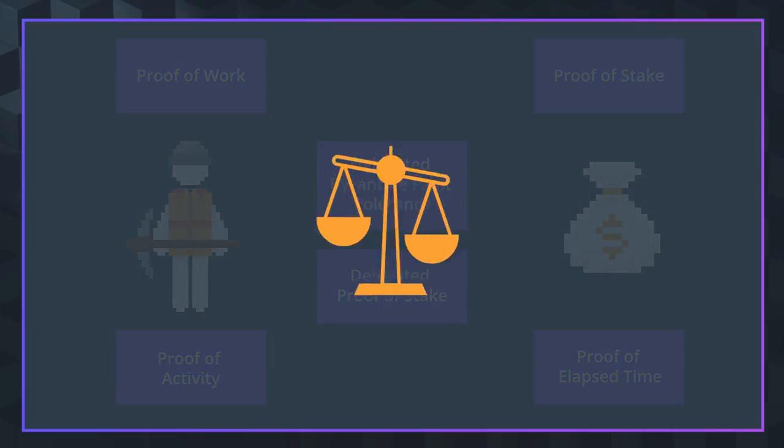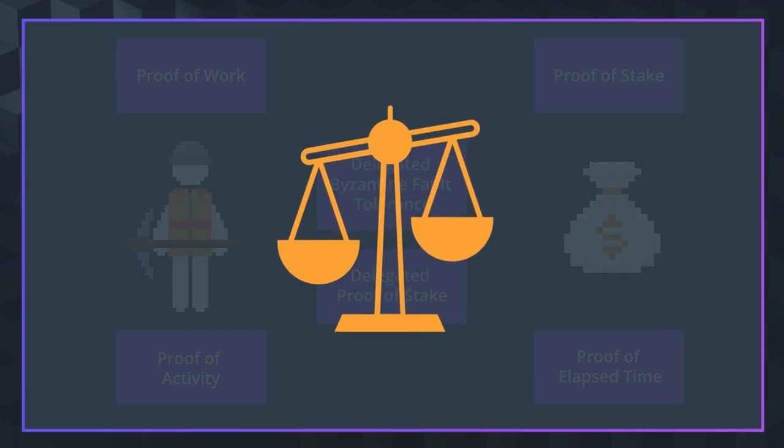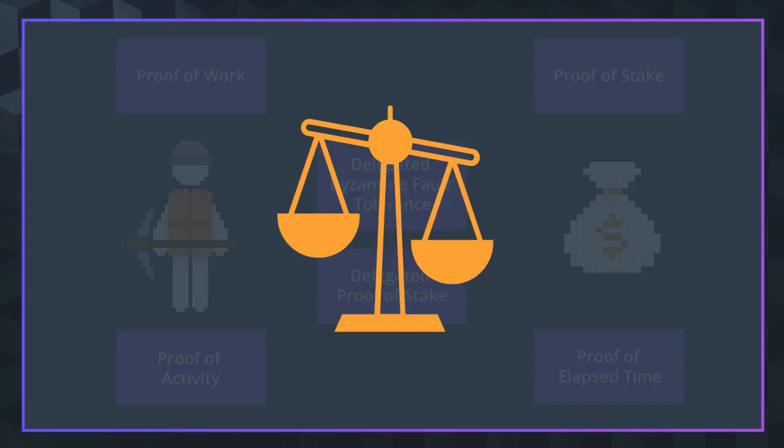With that said, there's no perfect consensus mechanism, and chances are there never will be. But it's interesting to see newer blockchains coming up with their own mechanisms, and it's equally interesting to understand their pros and cons.